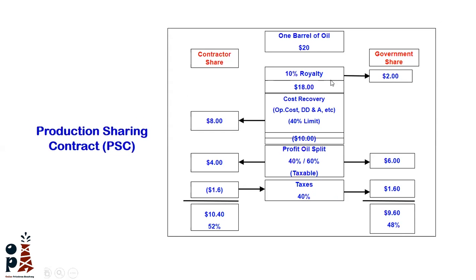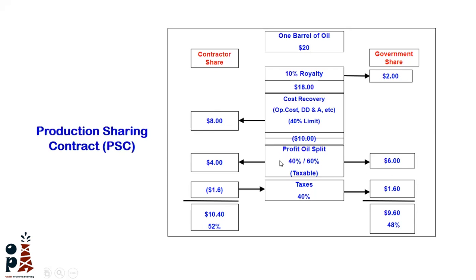If we look at the production sharing contract in numbers, if we have 1 barrel priced at $20, again we have a royalty of 10%, which is $2 to the government. So we have a remaining $18 now. We have a cost recovery pool, which is a 40% limit. So the contractor will take only 40% of $18, which is $8. And the remaining now will be 18 minus 8, which is $10. We have now to split between the government and the contractor. The split is 60% for the government and 40% for the contractor. So the contractor will take $4 and the government will take $6.